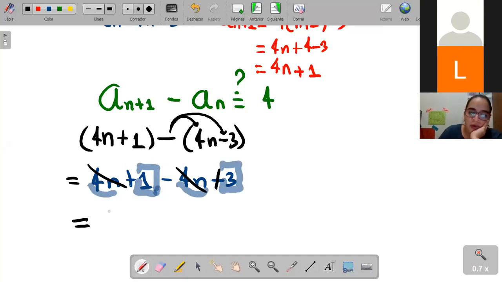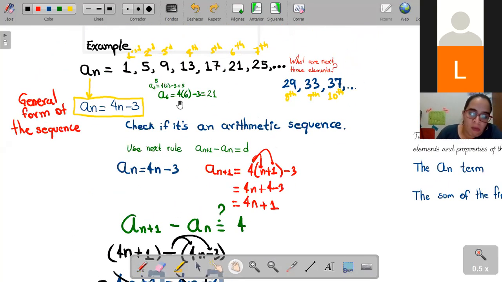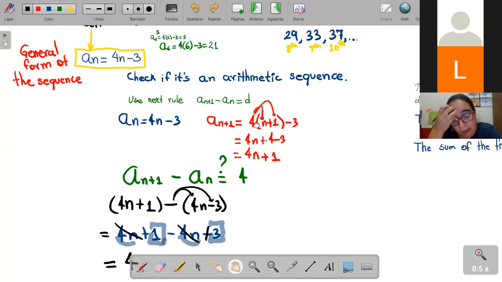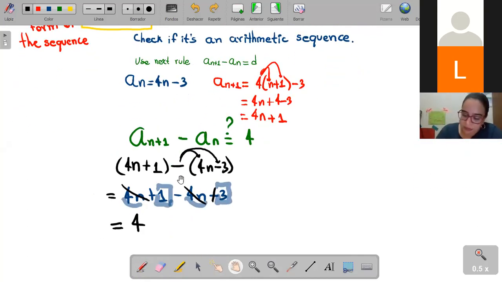Is it the same difference we expect to have? Yes. Immediately we can say that it's true. This is an arithmetic sequence, and I don't have to be trying with all the values, okay? We already know it because here we made that proof, and at the end, it gave us a number, a 4.